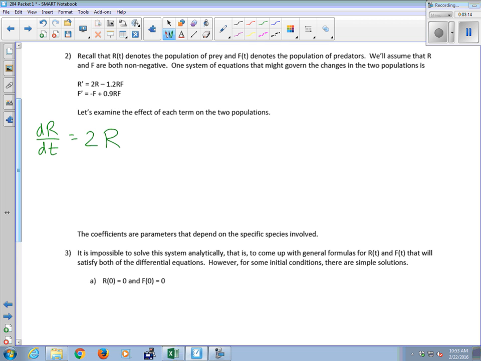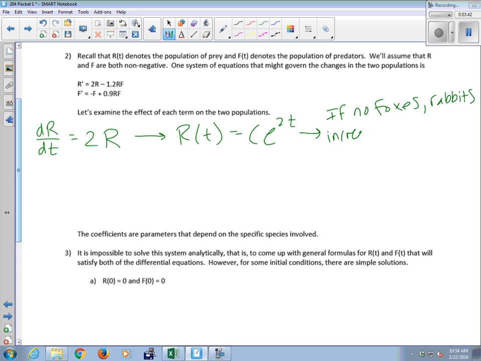If I were to solve this by separation of variables, I get R of t equals c e to the 2t. So what happens to the rabbit population over time here? If there are no foxes, rabbits increase exponentially. That's a good question.